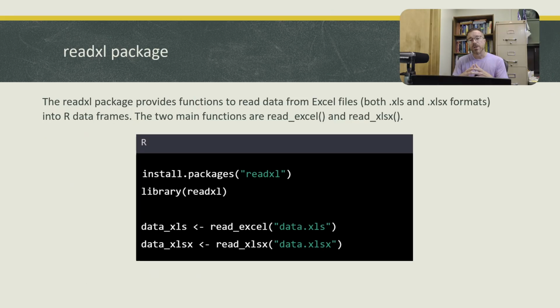The next package I want to talk about is the readxl package. The readxl package provides functions to read data from Excel files, both .xls and .xlsx formats, into your R data frames. So the two main functions you will use for this are read_excel or read_xlsx. Now you might wonder, what's the difference? Because when I pull up a CSV, it pulls up in Excel anyway if I have it on my computer.